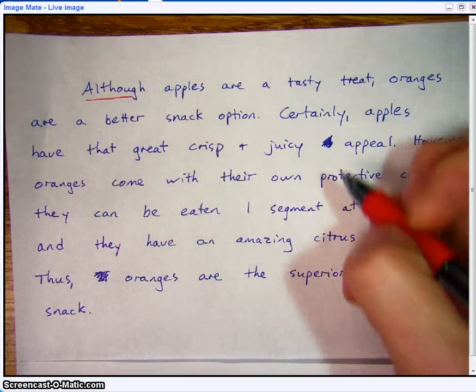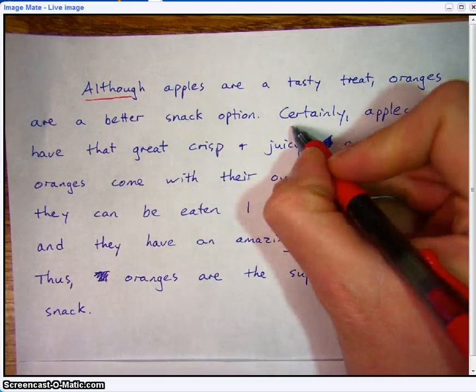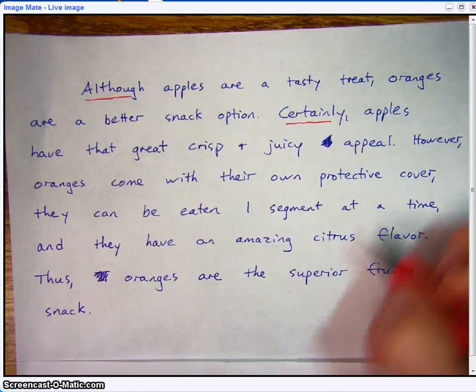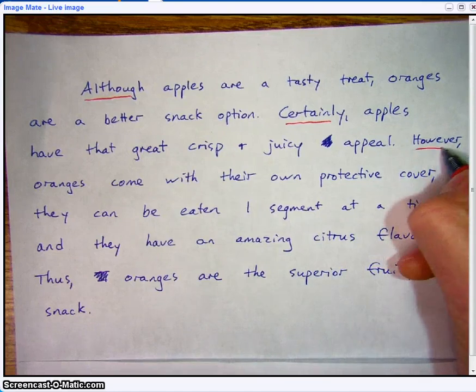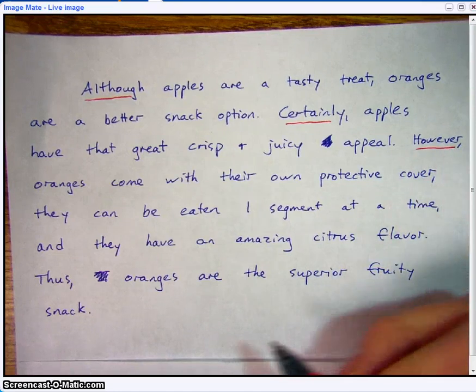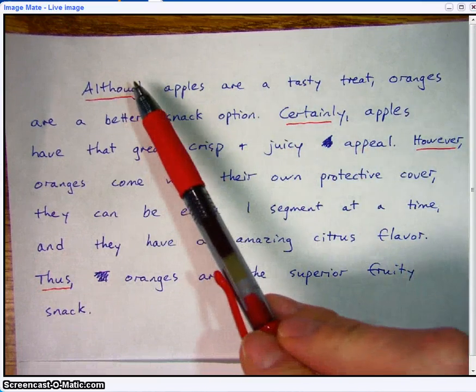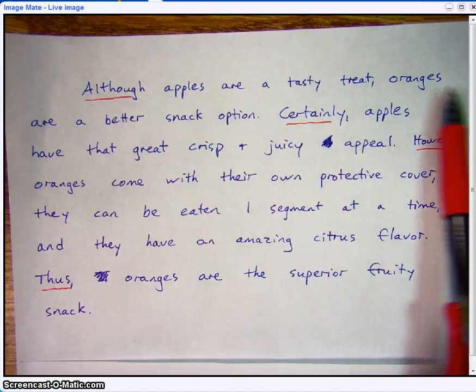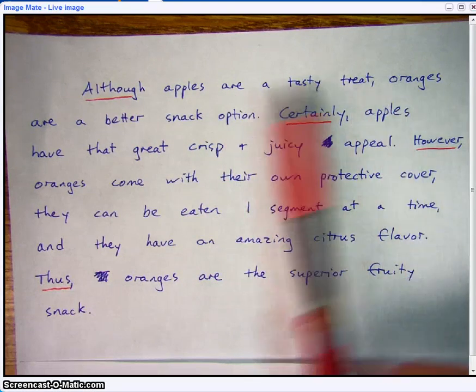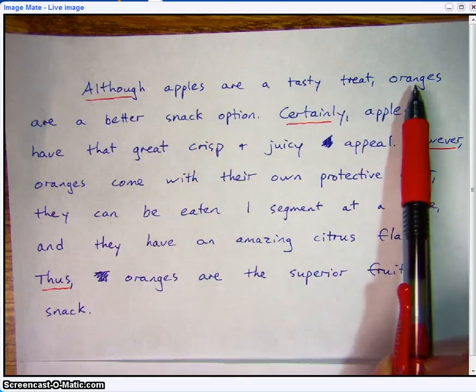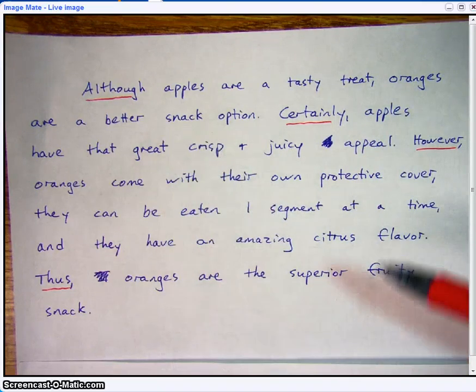So here are the key words that go into the 4-part thesis structure. You can see that just like on my blank, I have "although," and then I have a statement which states my 2 choices: apples are a tasty treat, comma, oranges are a better snack option.